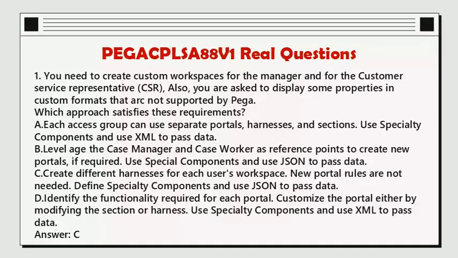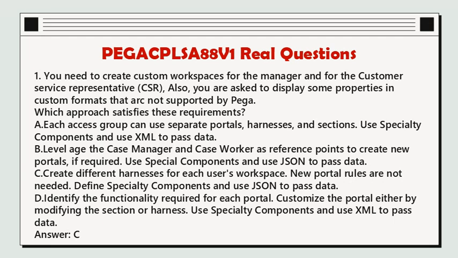A. Each access group can use separate portals, harnesses, and sections. Use specialty components and use XML to pass data. B. Leverage the case manager and caseworker as reference points to create new portals, if required. Use special components and use JSON to pass data.